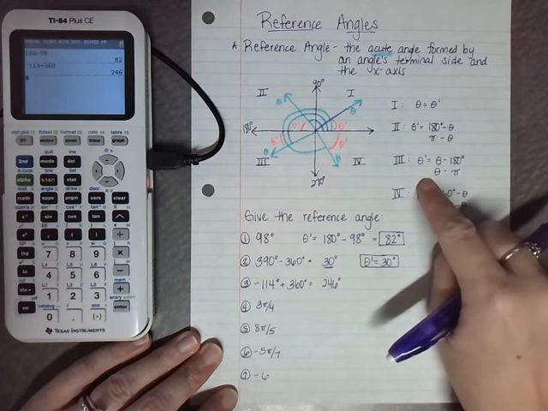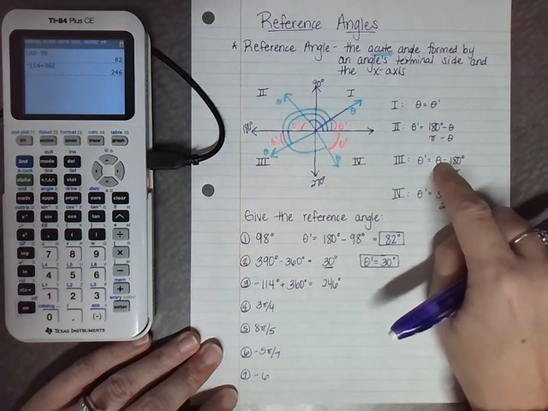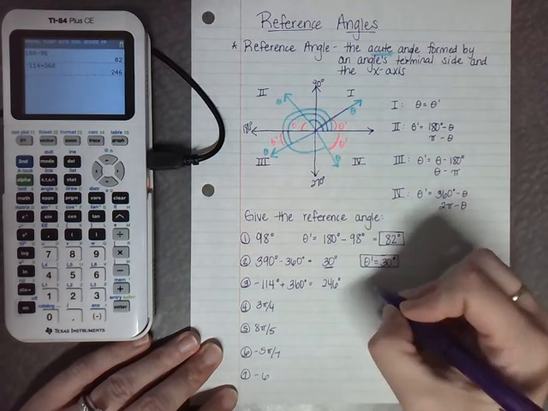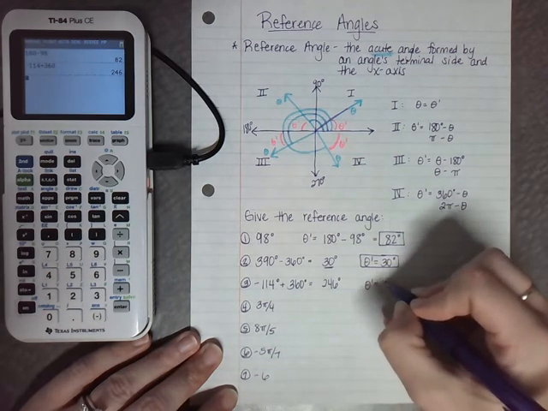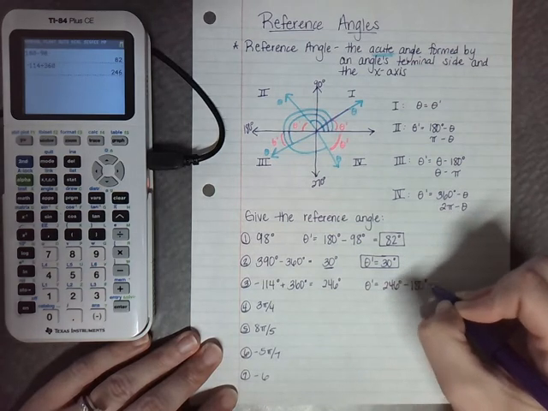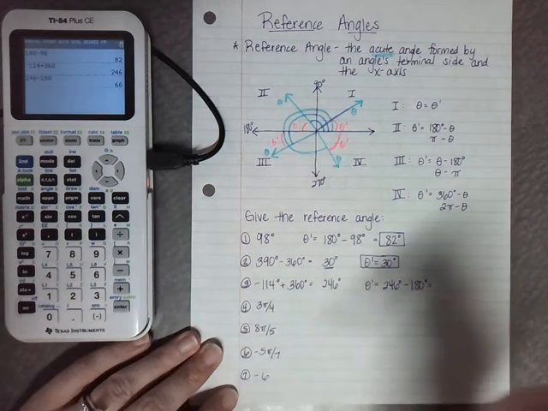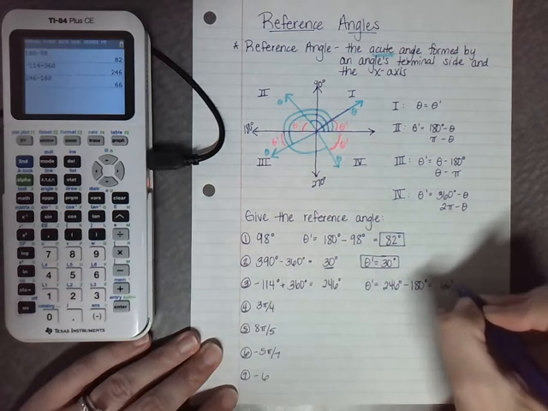All right, if we're in quadrant 3, we want to find our reference angle by doing theta minus 180. So our theta prime is going to be 246 minus 180. 246 minus 180 is going to give us 66 degrees as a reference angle.